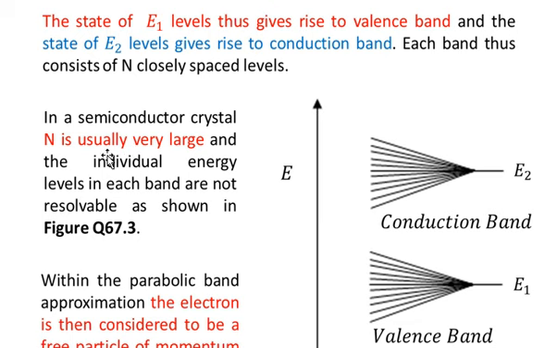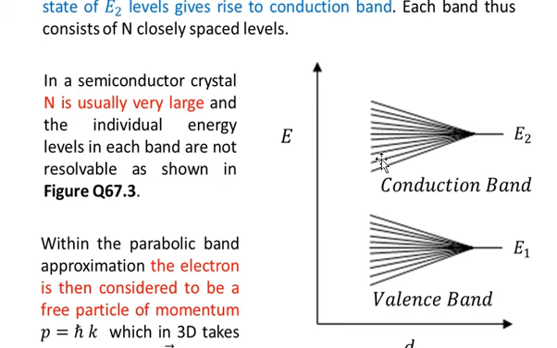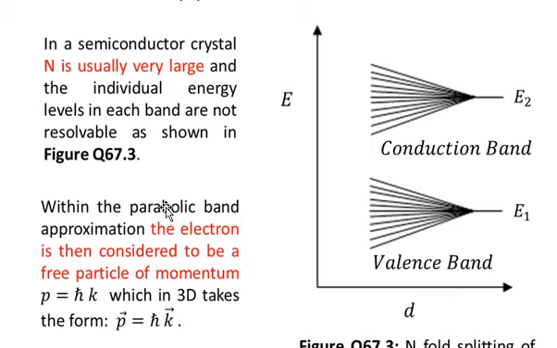In a semiconductor crystal, N is usually very large, and the individual energy levels in each band are not resolvable, as shown in figure 67.3. In this figure, the energy levels which have been split into many closely spaced levels can be resolved. But if the number is very large, as in the case of a semiconductor, then these levels lie so closely with respect to each other that you cannot resolve them, and it appears to be a continuous energy band.